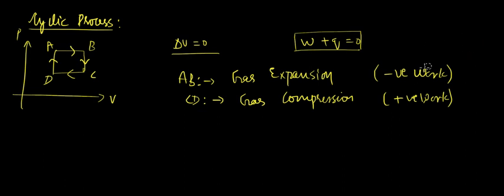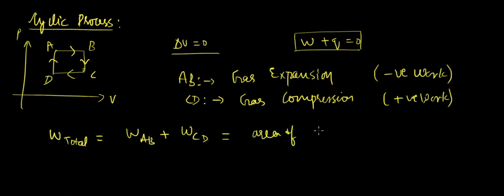Okay, so we can write W total would be equal to work done from A to B plus work done from C to D. And why are we not including work done from B to C or work done from D to A? Because those processes are at constant volume, so the value of dV would be 0, hence work done would also be 0. So this would be the same as the area of rectangle ABCD.